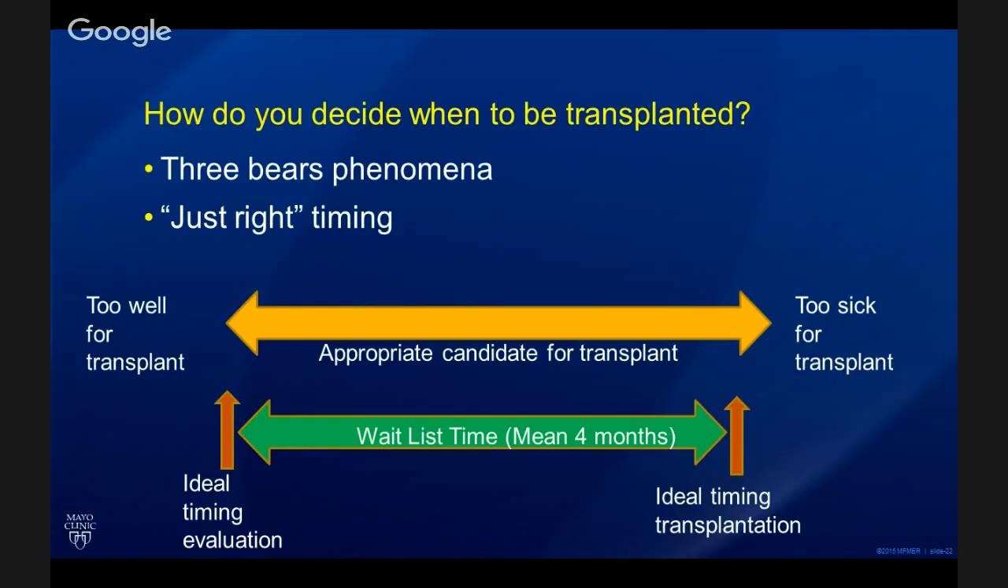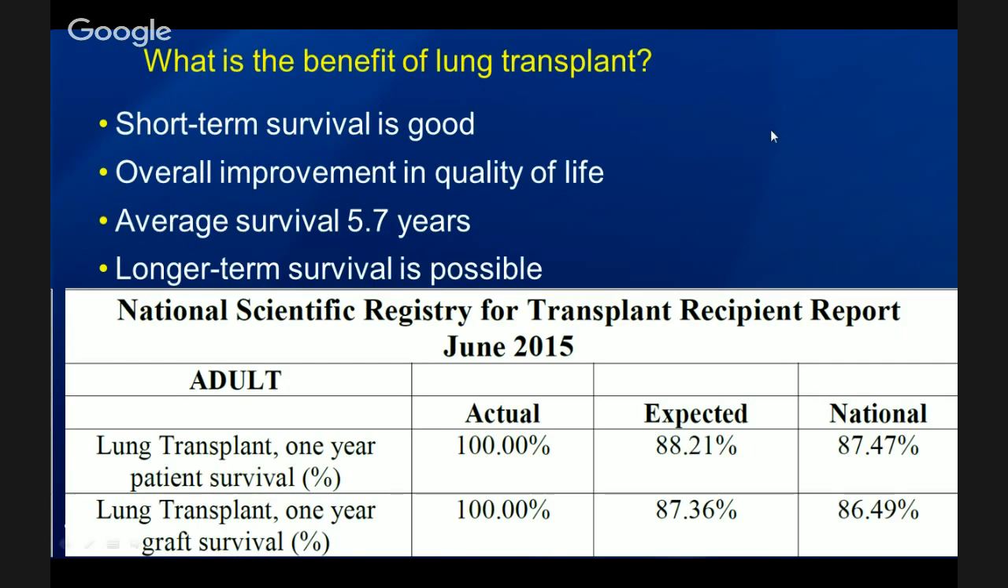And then likewise, I said that the ideal timing for transplant is just right about that time where you're going to get too sick for transplant, so that you maximize your time without transplant, so that you maximize your life expectancy in general. The benefits of lung transplant: the short-term survival is quite good. The expected national survival for lung transplant is about 87–88% at 1 year, and so the short-term survival is quite good.